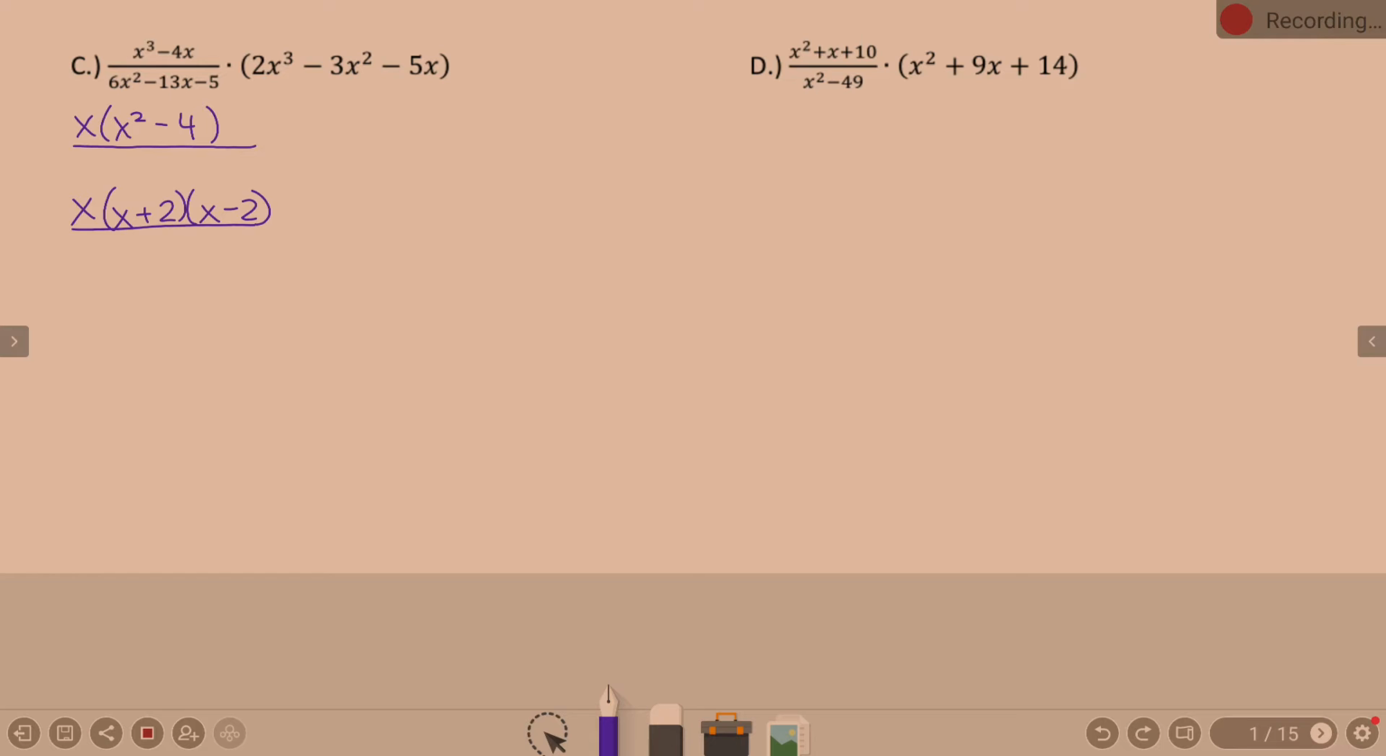Okay, denominator. 6x squared minus 13x minus 5. Thoughts? Let's start with, is there a GCF? No, there's not a GCF, but we always want to check. Because there's an A value of 6, you need to think product of AC.